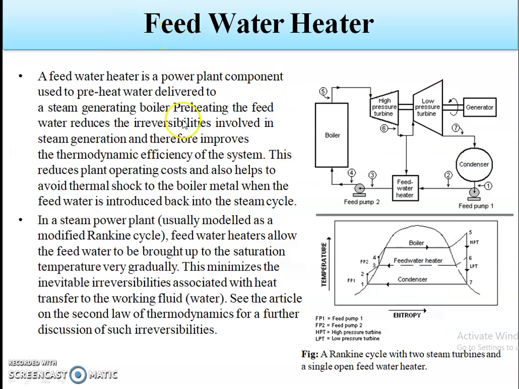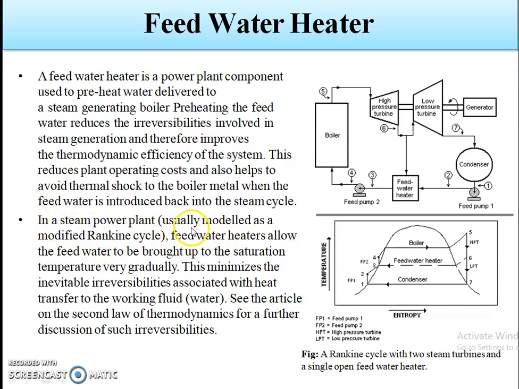Next heading is the feed water heater. In a thermal power plant or any other power plant, the feed water heater is very important. If you heat the feed water, we increase the efficiency of the power plant. The feed water heater is a power plant component used to preheat the water delivered to the steam generating boiler. With the help of the excess flue gases, using the economizer or superheater or other accessories, we again heat the steam, and that steam, with the help of the feed water, goes to the boiler. So in this process we improve the efficiency of the thermal power plant.